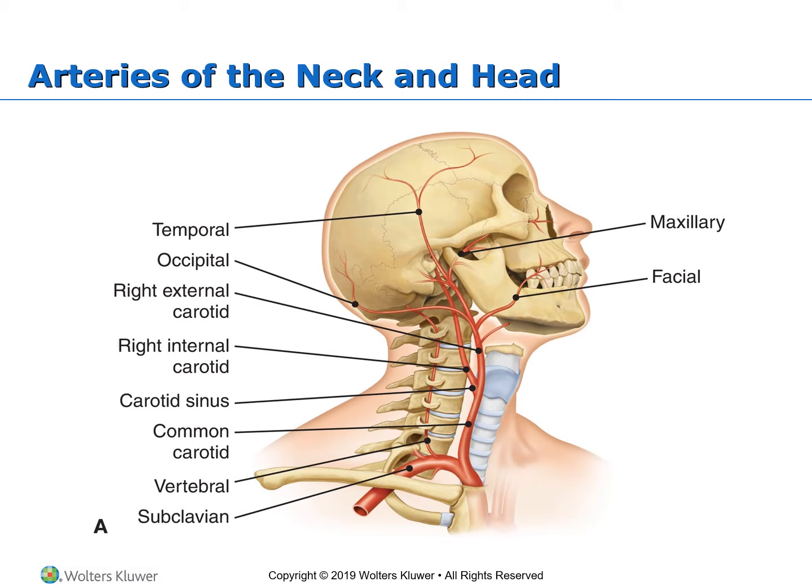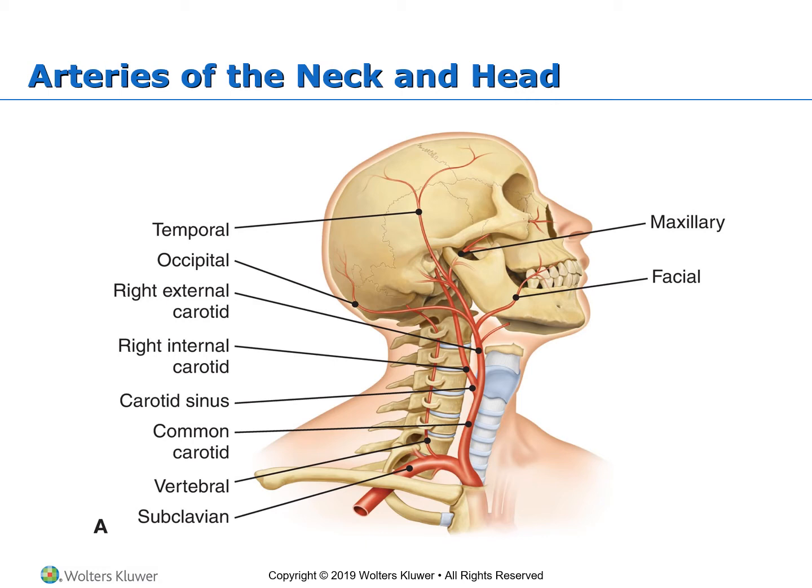The right and left common carotid arteries will travel parallel on the sides of the trachea, and they will be enclosed in a sheath together with the jugular vein and the vagus nerve. It's kind of like a bundle. Just anterior to the angle of the mandible, the angle of your lower jaw, each of those will branch out into an internal and an external carotid artery.